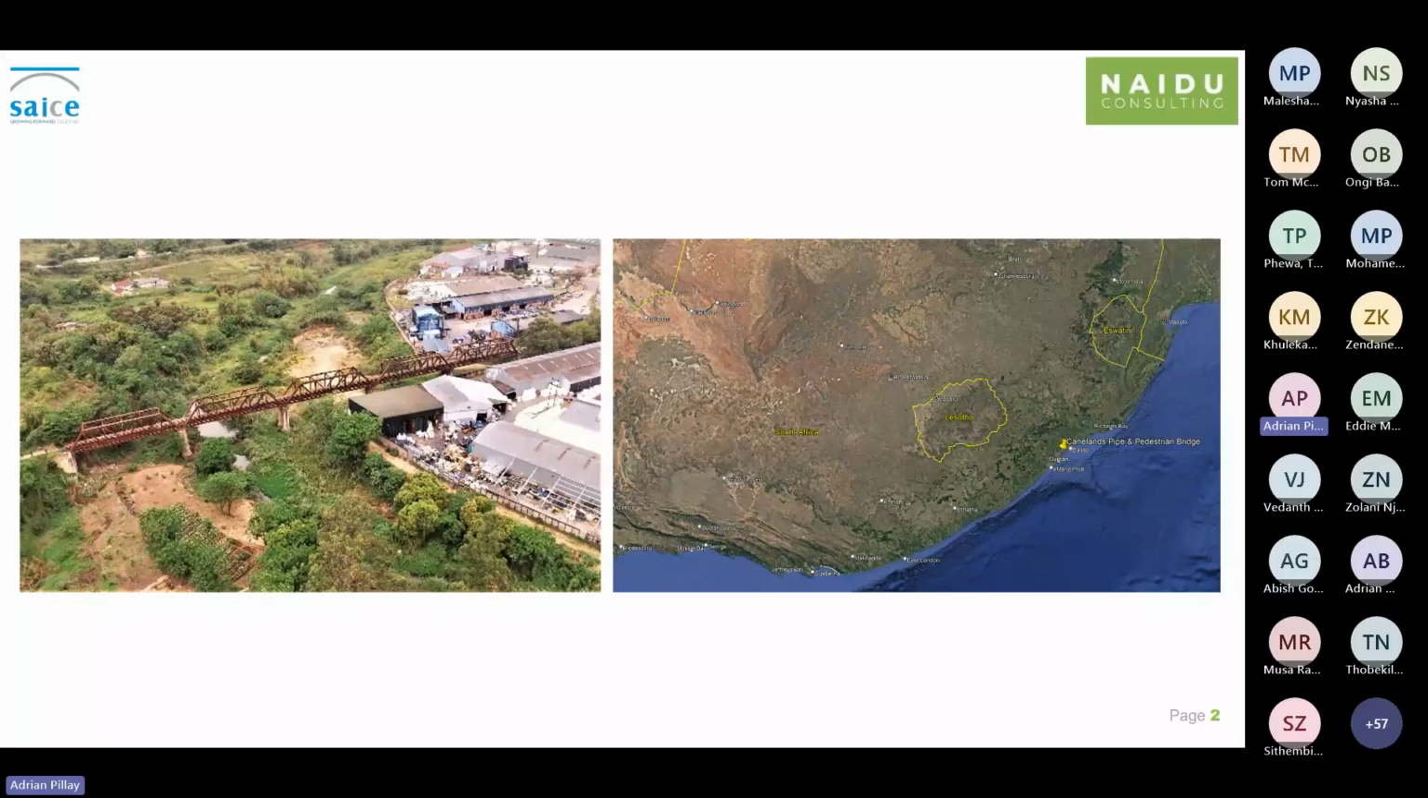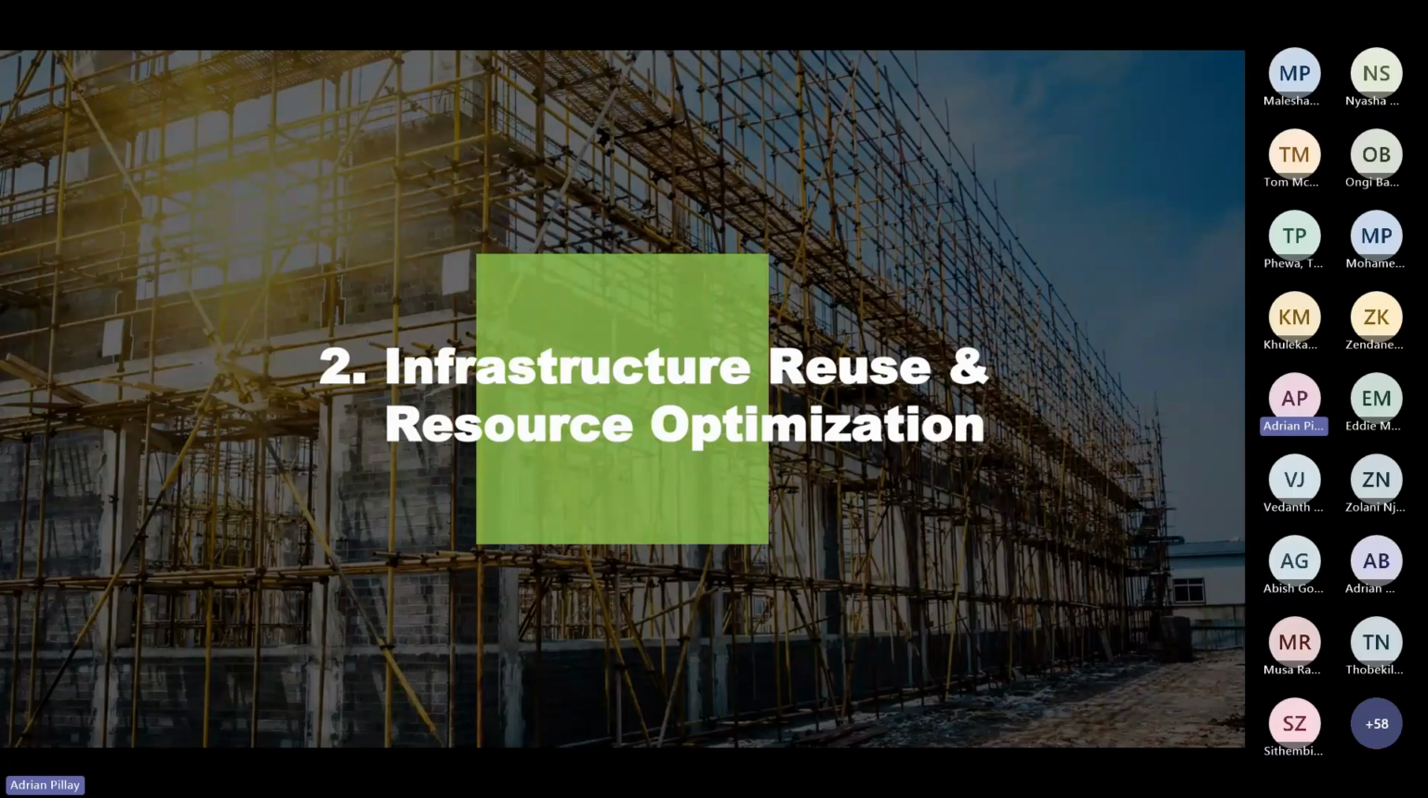The bridge was originally designed and used as a railway bridge in its early years, but was later repurposed by eThekwini municipality to carry a 400mm sewer pipe, a 350 and 400mm water pipe, as well as electrical and fiber optic cables across the Mdloti River in a north to south direction over the bridge deck. Infrastructure reuse and resource optimization.